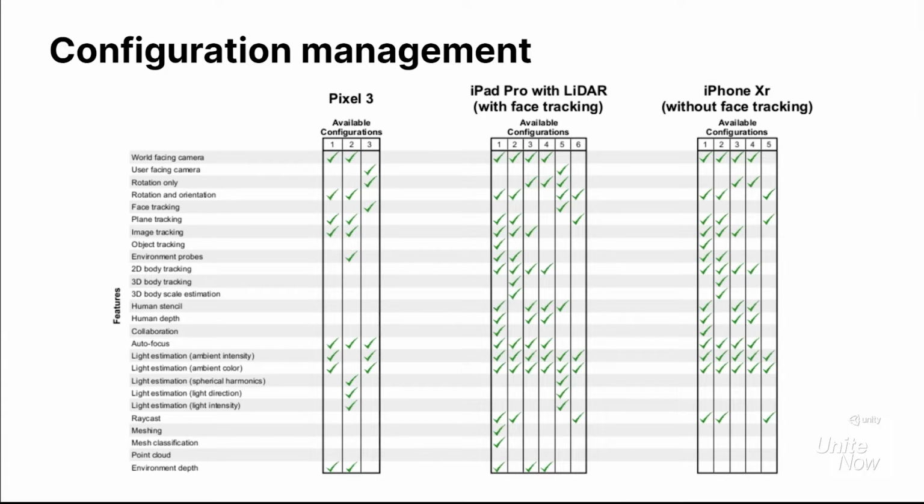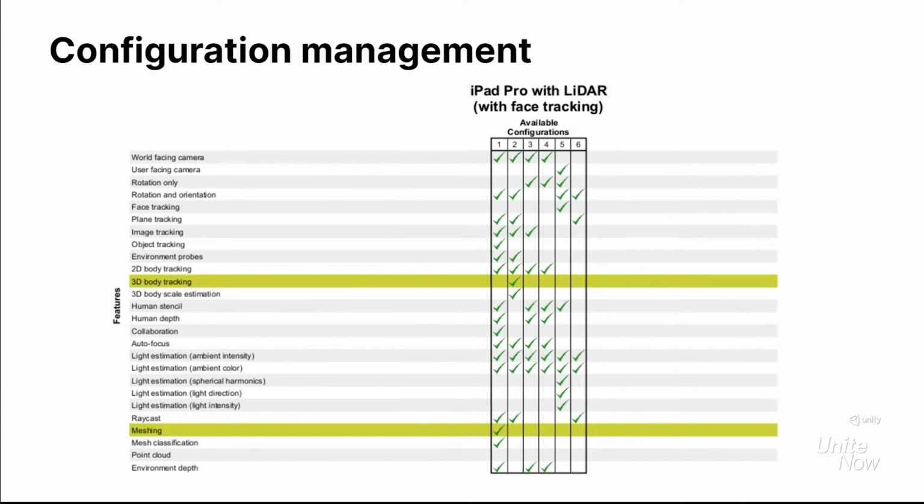The Pixel 3 offers 3 configurations. The iPad Pro supports 6. The iPhone XR offers 5 because in this example, I removed the face tracking package. Thus, no configuration includes the user-facing camera. For clarity, we will focus on a specific use case targeting exclusively the iPad Pro with LiDAR.